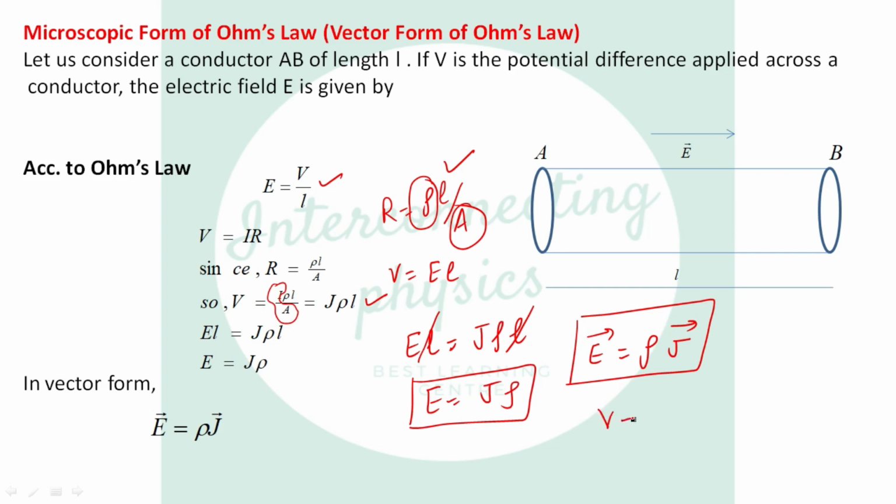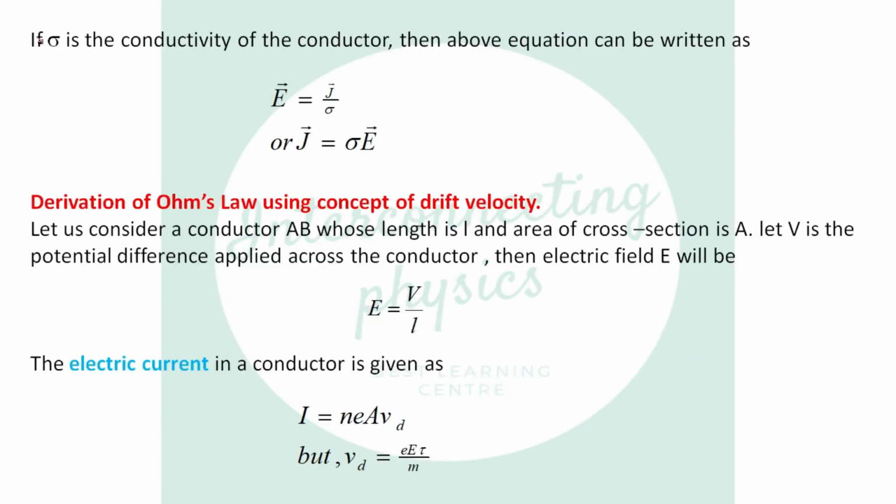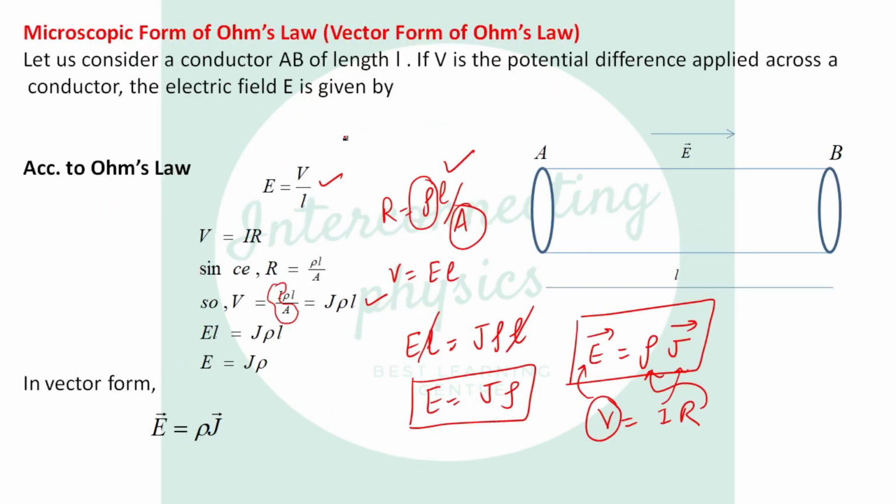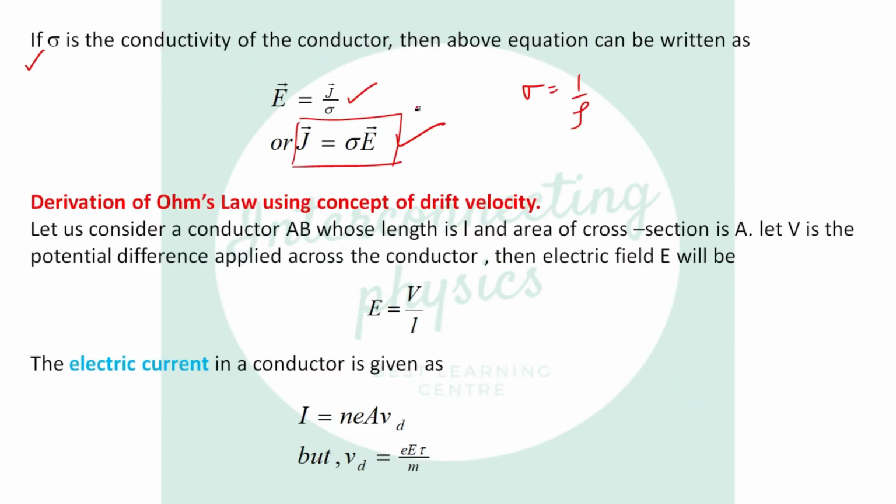In simple form, V equal to IR. Okay. So here V is replaced with electric field, I is replaced with current density, and R replaced with resistivity. Further, if sigma is the conductivity of the conductor, then we know that sigma is 1 divided by rho. Then we will get E equal to J divided by sigma, and J vector will be sigma into E vector. This equation can be written like this: E equal to J rho or J equal to sigma into E vector. Both are the microscopic forms of Ohm's law.